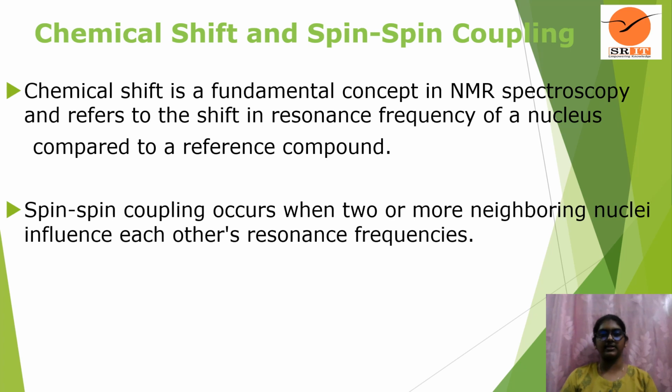Chemical shift and spin-spin coupling. Chemical shift is a fundamental concept in NMR spectroscopy and refers to the shift in resonance frequency of a nucleus compared to a reference compound. Spin-spin coupling occurs when two or more neighboring nuclei influence each other's resonance frequencies.